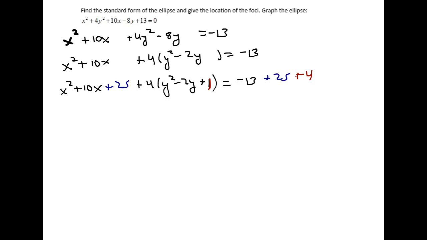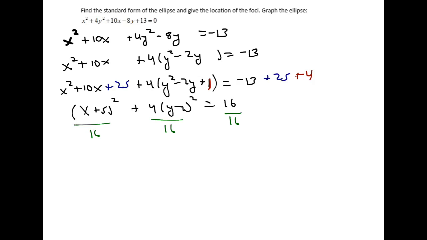Okay, remember, the whole point of completing the square is to get this into a perfect square trinomial. So this is x plus 5, quantity squared, plus 4 times y minus 1, quantity squared, and that's going to equal negative 13 plus 25 plus 4, which is 16. And then the last thing we want to do here is divide everything by 16, because we have to get the 1 by itself.